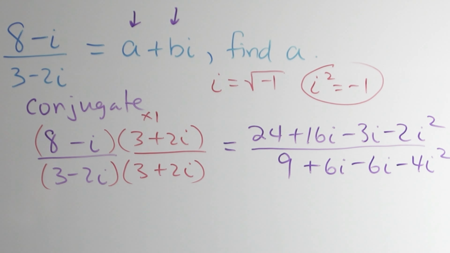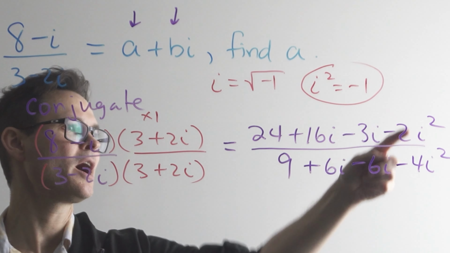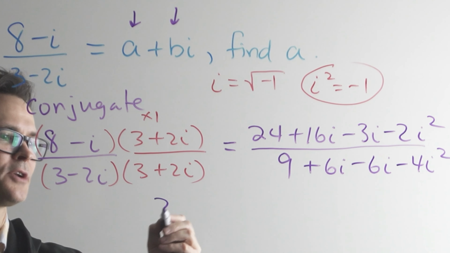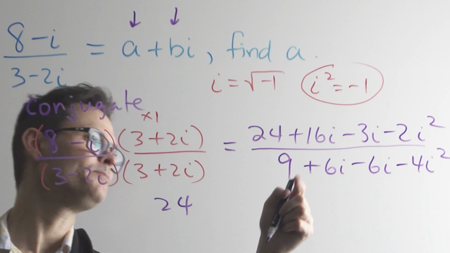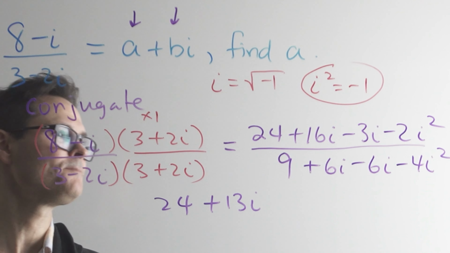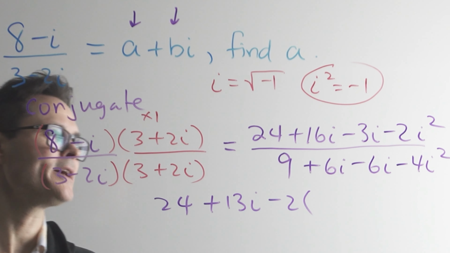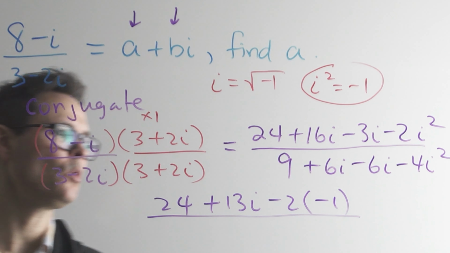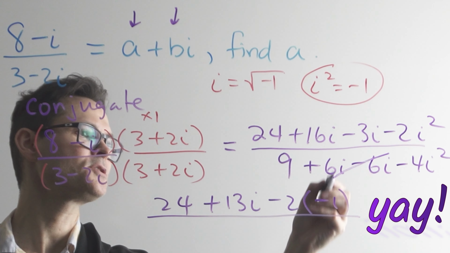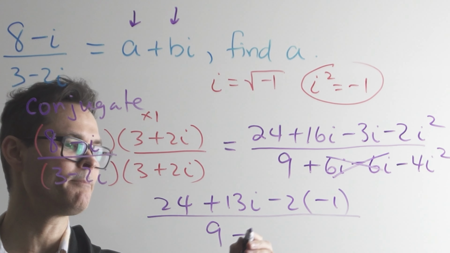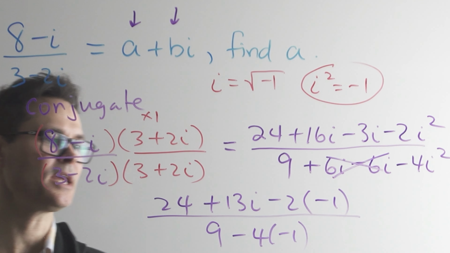Now I can do a little bit of substitution. So notice the i squareds, that's where you place in the -1. So upstairs here I've got 24, and I've got a 16 minus 3, which is a positive 13i. Negative 2i squared, i squared is -1, so put that into the substitution. Over here, these cancel. That's kind of nice. That's good news. And the denominator is 9 minus 4 times -1.